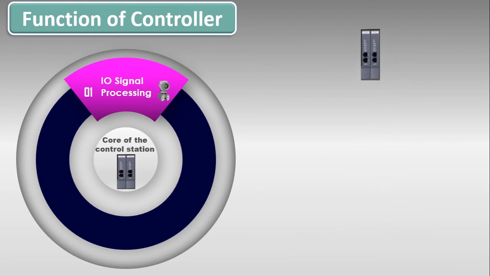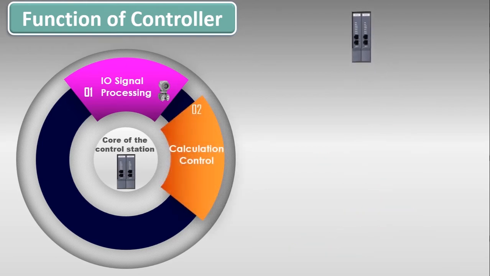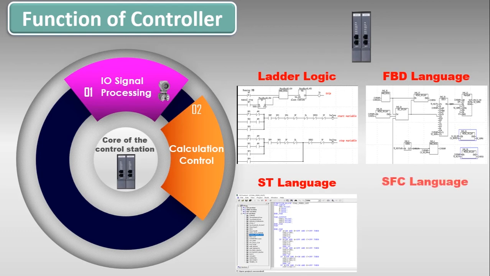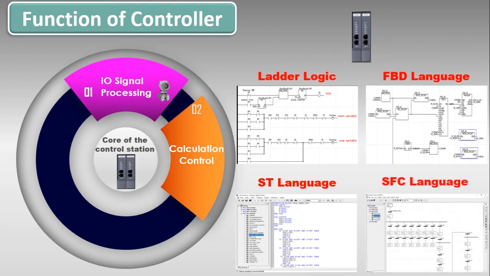As we mentioned earlier, in I/O processing, for the signal which needs some control action, control calculation will be done in the controller. This control calculation will be done by the program of the controller through ladder logic, function block diagram language, ST language, or sequential flow chart language.